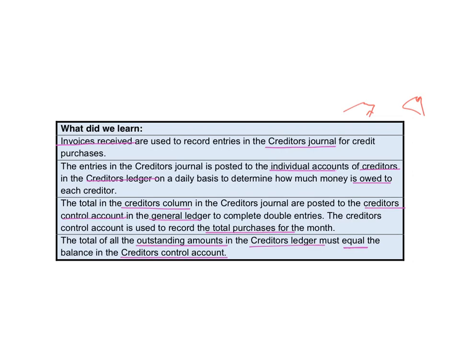We will record the total of the creditors control column in the cash payments journal, the total of the creditors control column in the creditors journal, in the creditors allowances journal, and in the general journal to our creditors control account. So the creditors control account is a summary of all the entries that were entered in the subsidiary journals. The individual entries in the subsidiary journals will be recorded in the individual accounts of the creditors in the creditors ledger.